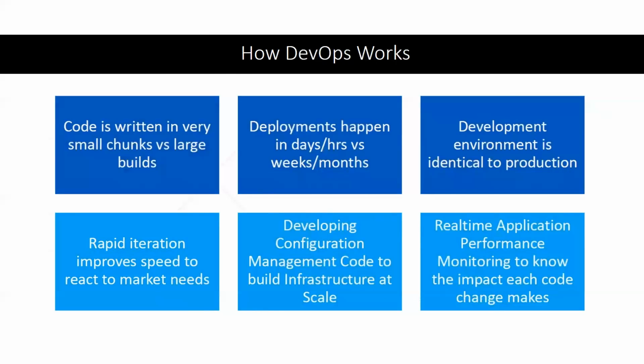Real-time application performance monitoring to know the impact of each change we make. Application monitoring is one of the features where we see how the application is performing. So we can get feedback from operations, and the developers and other teams can work together.